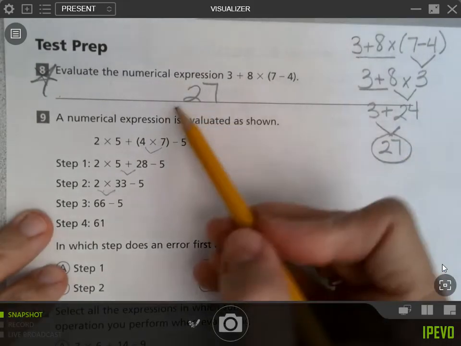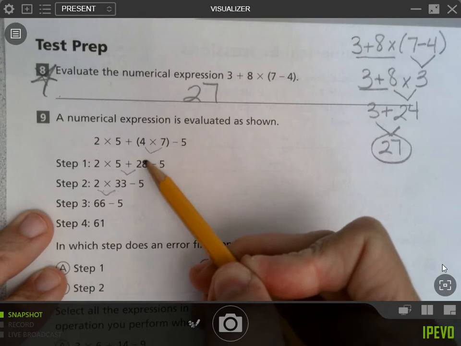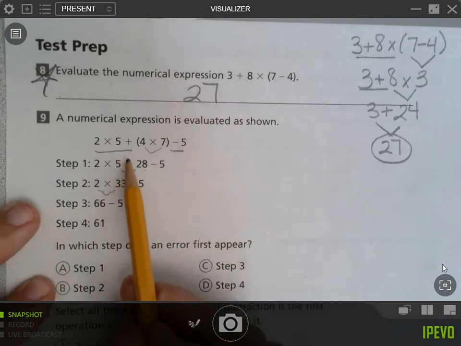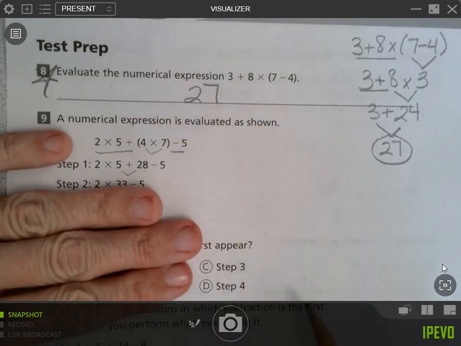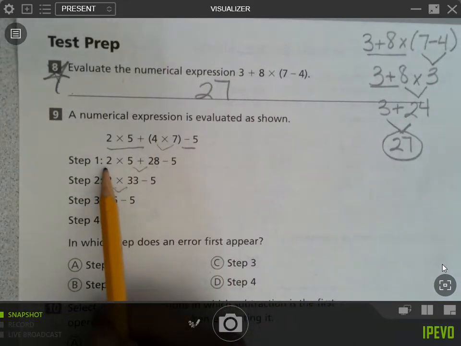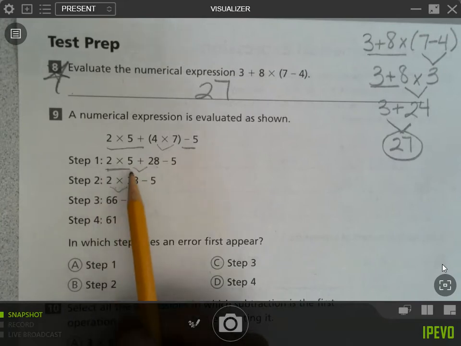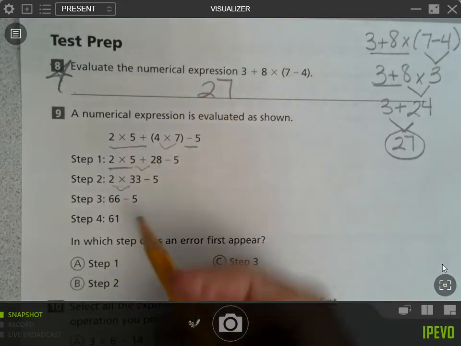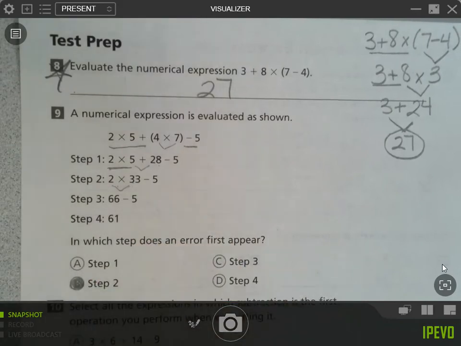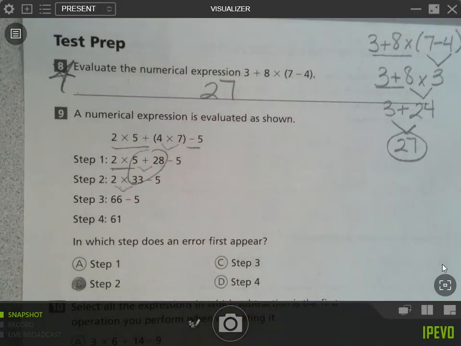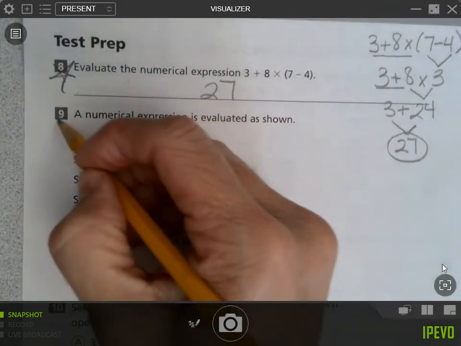If I look back, order of operations, they did the parentheses first. 4 times 7 is 28. They brought down everything else. Right there, if I evaluate it without looking at that next step, there are no exponents. Multiply, divide, I see multiplication. So right here, from step 1 to step 2, they should have multiplied and they added. So that error first appeared in step 2 when they added instead of multiplying first. All right. Hope you did that one. Got a star maybe, I hope.